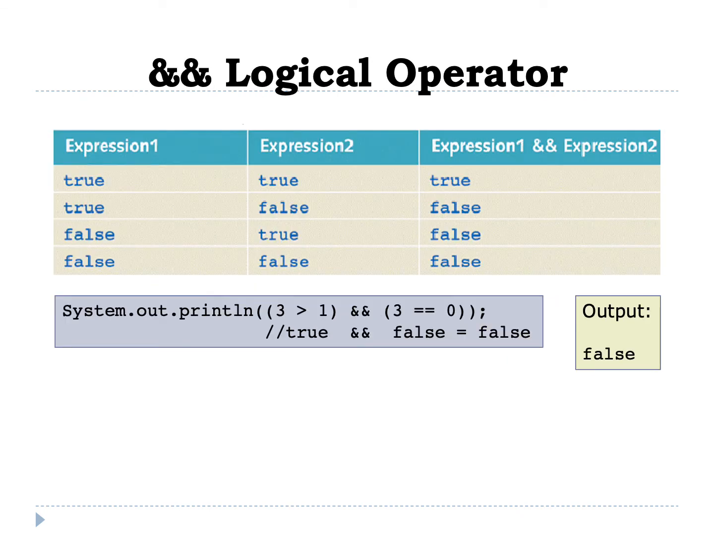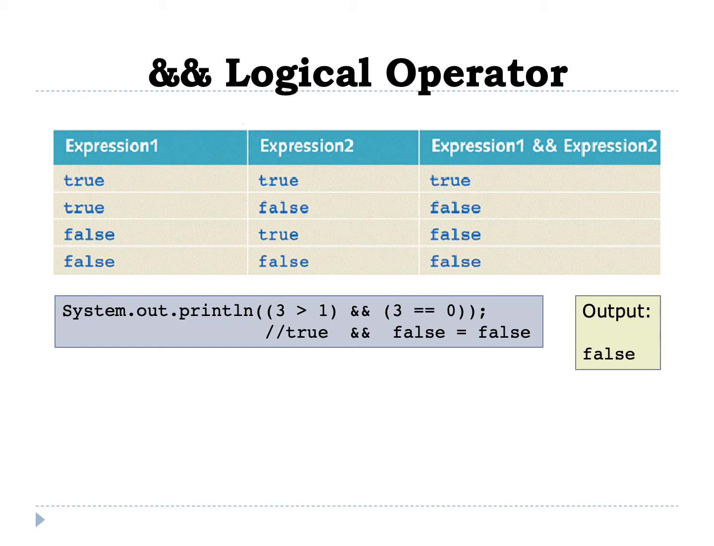AND operator is comparing two expressions and has these properties. If both expressions are true, it will result in true. If one of it is false, the result is false. And if both expressions are false, it will become false.